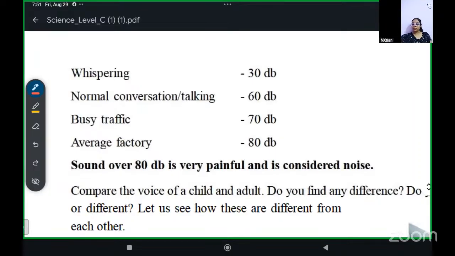Now, sound over 80 decibel is very painful and is considered noise. Until here, it is normal. Even traffic in some places can be over 80 decibel, which is painful to hear. It means that we don't like to hear it, and it is too much sound for our ears. That is over 80 decibel.